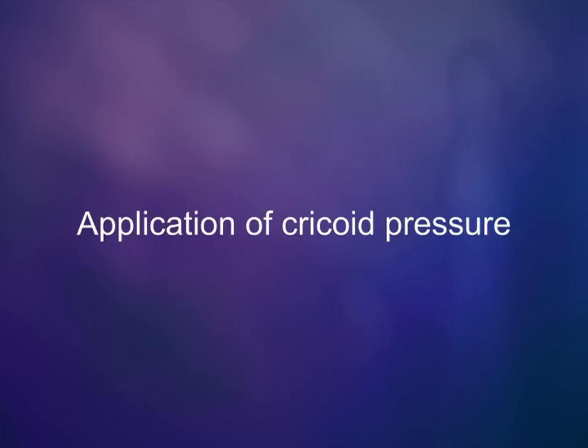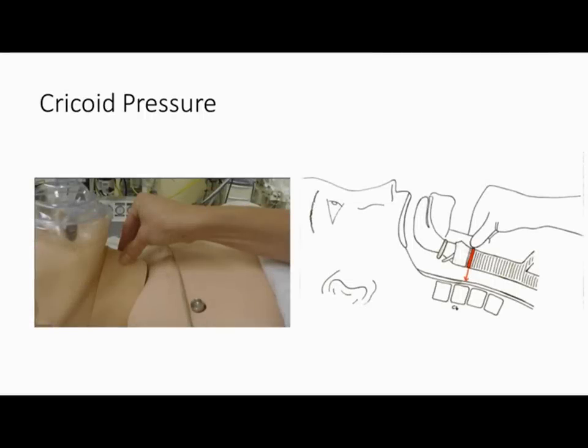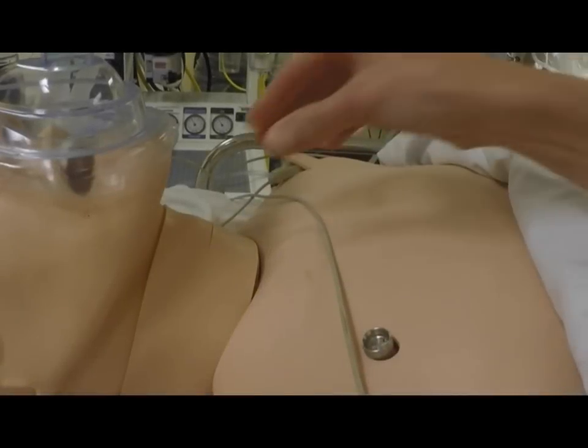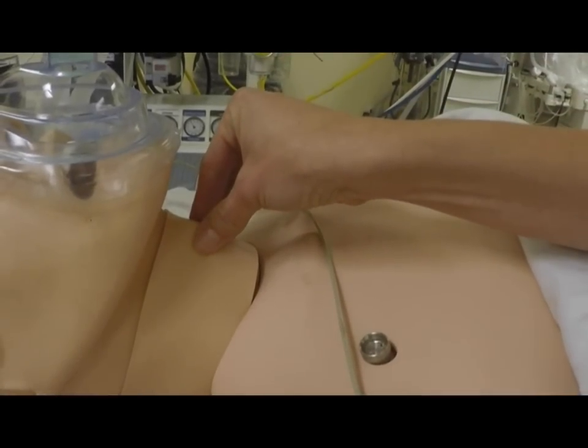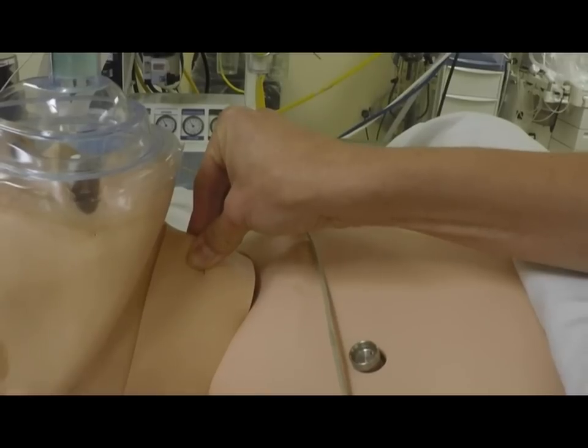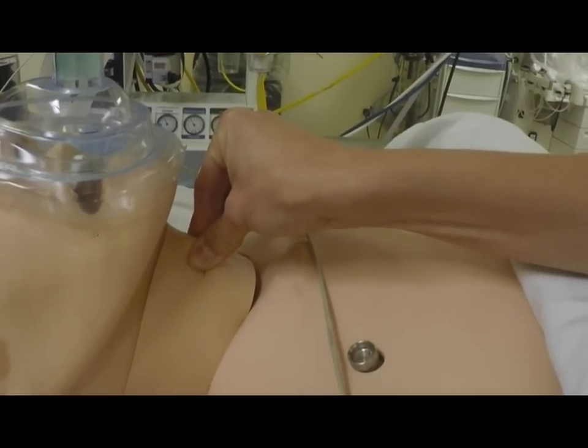Cricoid pressure. The application of cricoid pressure needs to be carried out by an appropriately trained member of staff, typically the ODP, and an explanation of what this means for the patient given to them beforehand. Cricoid pressure involves identifying the cricoid ring and applying pressure. Identification can be aided by asking the patient to swallow. This pressure starts at 10 newtons in the awake patient, with 30 newtons being applied as the patient loses consciousness.